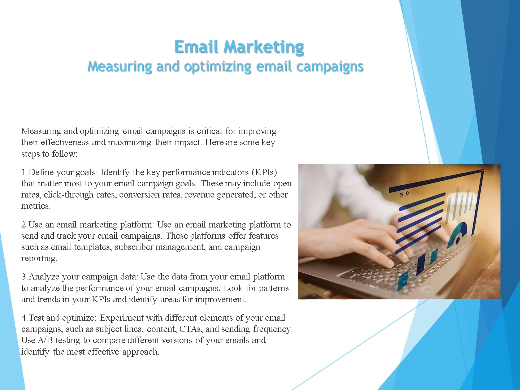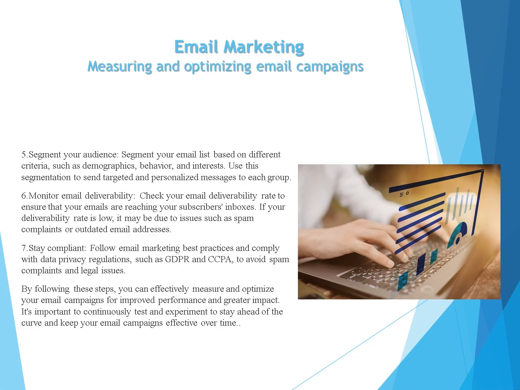4. Test and optimize. Experiment with different elements of your email campaigns, such as subject lines, content, CTAs, and sending frequency. Use A/B testing to compare different versions of your emails and identify the most effective approach. 5. Segment your audience. Segment your email list based on different criteria, such as demographics, behavior, and interests. Use this segmentation to send targeted and personalized messages to each group.